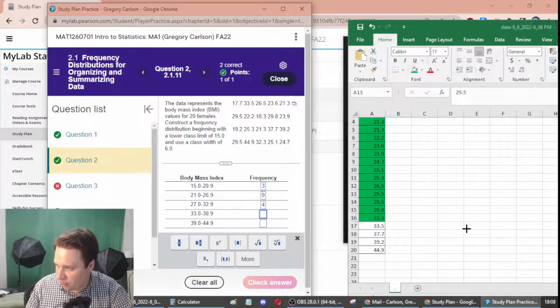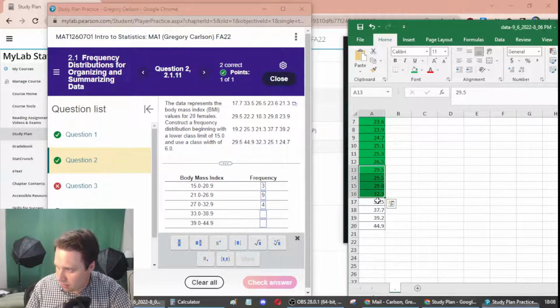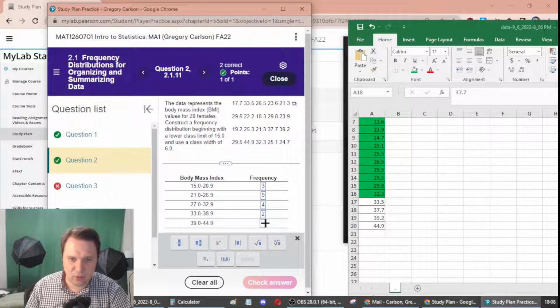33 to 38.9, which is 2. And that means the last one will have 2 as well.